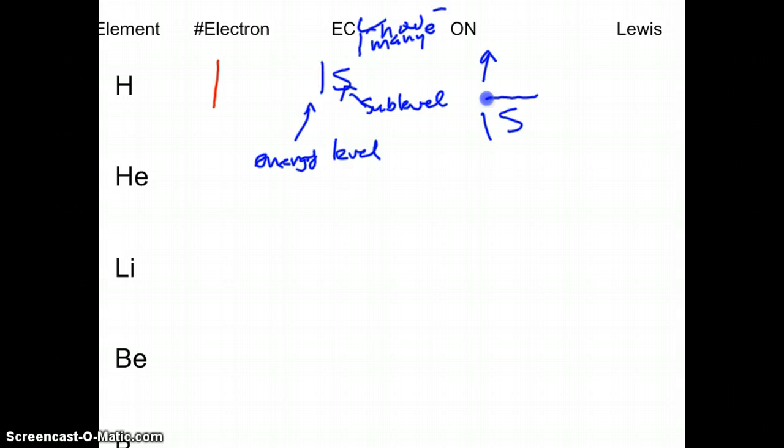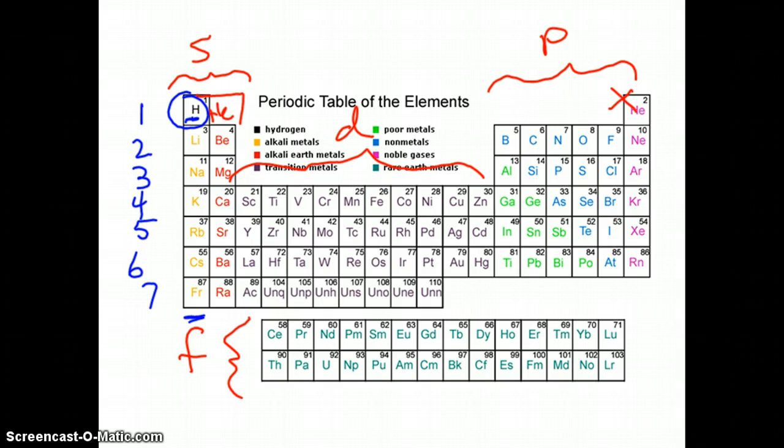All right, let's look at helium next. So helium was found on the periodic table. Helium is the one that you redrew on the left-hand side, and there's helium.